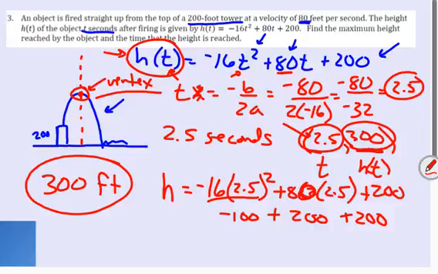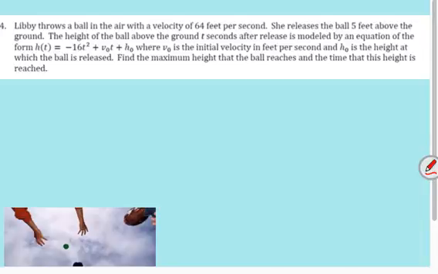So vertexes, you can use those when you're working with quadratic functions. Here it's quadratic because of the t squared. You can use that to find maximum height using the vertex. The first number that you're going to find, the x, or in this case the t, the time, is 2.5 seconds. You plug that in to find the maximum height.